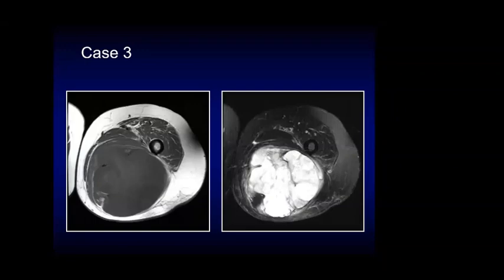We have a large heterogeneous soft tissue mass within the posterior compartment of the left upper thigh. It is iso to low signal intensity and high signal intensity on the T2 weighted image. I think it's inside the vessels, but no involvement of the adjacent one, and surrounding mild reactionary changes in the soft tissue.